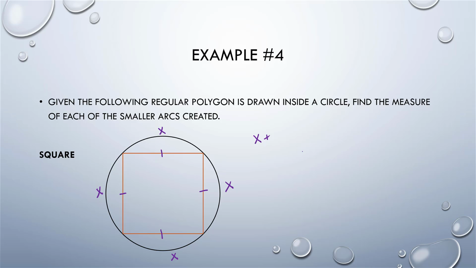x plus x plus x plus x equals 360. Combine like terms, and then divide by 4. x equals 90 degrees. So each one of these arcs would be 90 degrees because we're taking a circle and dividing it into 4 congruent pieces.